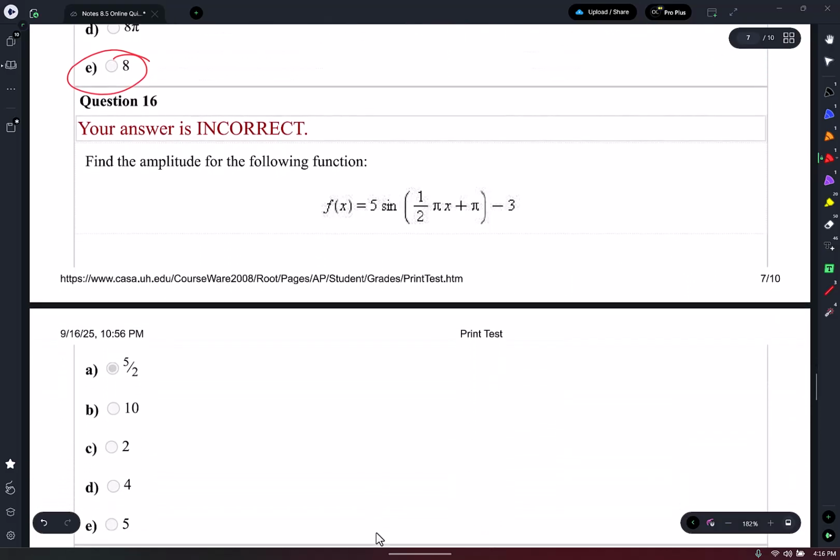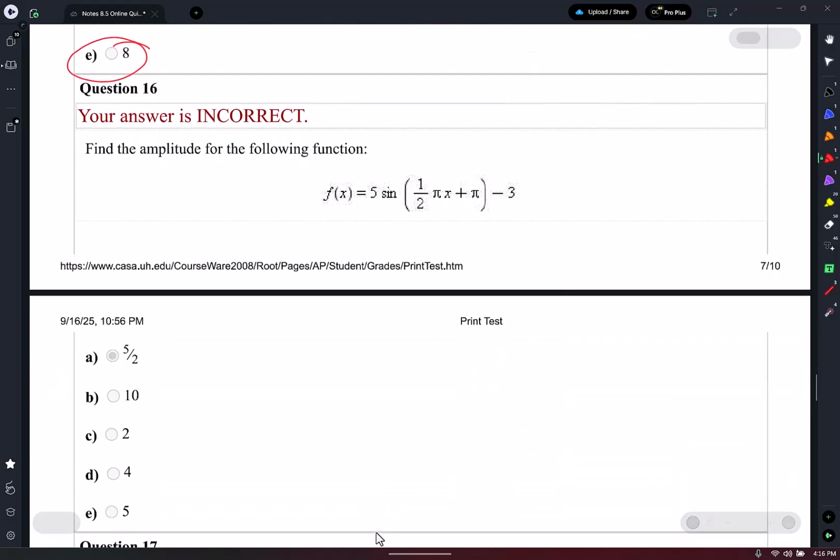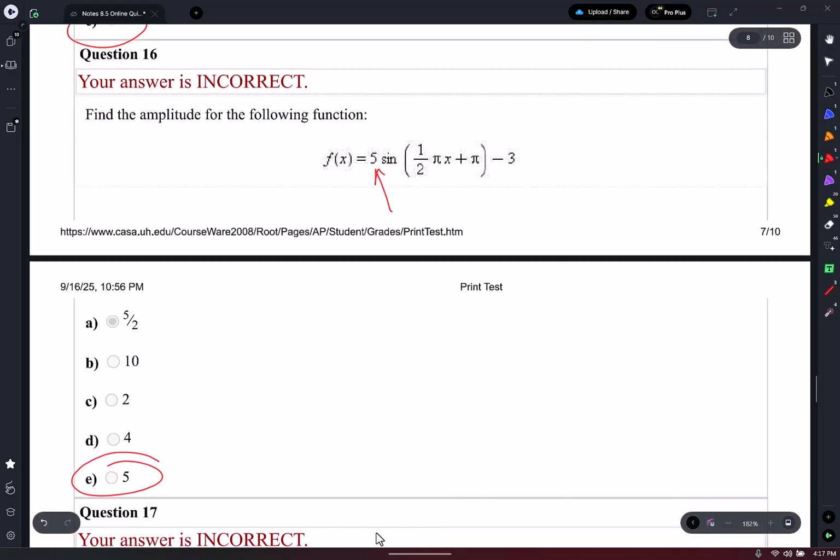Find the amplitude. Again, the amplitude is just the number in front of the cos. Yeah. So it's 5. Are we okay, guys? All right.